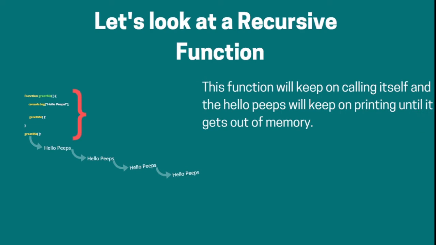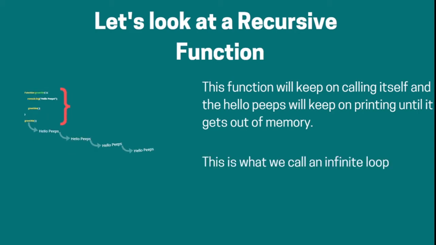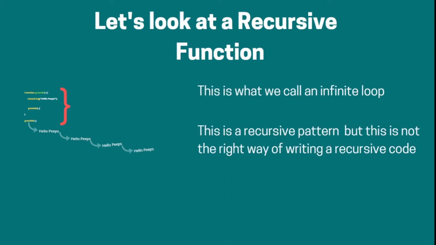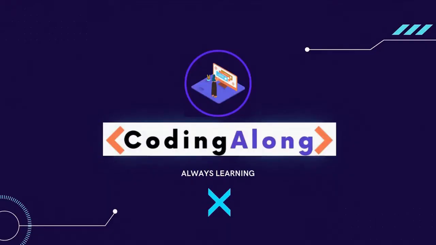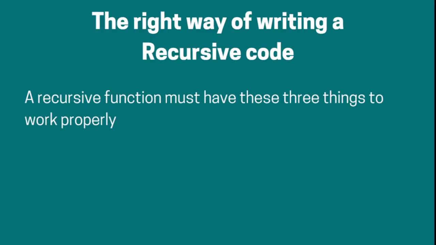This function will keep on calling itself, and hello peeps will keep on printing until it runs out of memory. This is what we call an infinite loop. This is a recursive pattern, but this is not the right way to write recursive code. Now let's talk about the right way of writing recursive code.